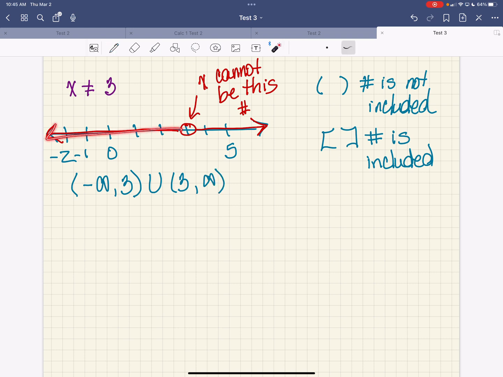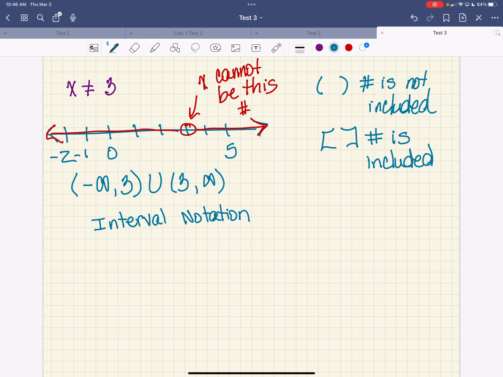Okay? So, right here, this is my number line. My value of x can be anything except positive 3. It can be anything except positive 3. It can be 2.9999 and it can be 3.00001. It just can't be positive 3. Okay? So this right here is how you write this in what's called interval notation.